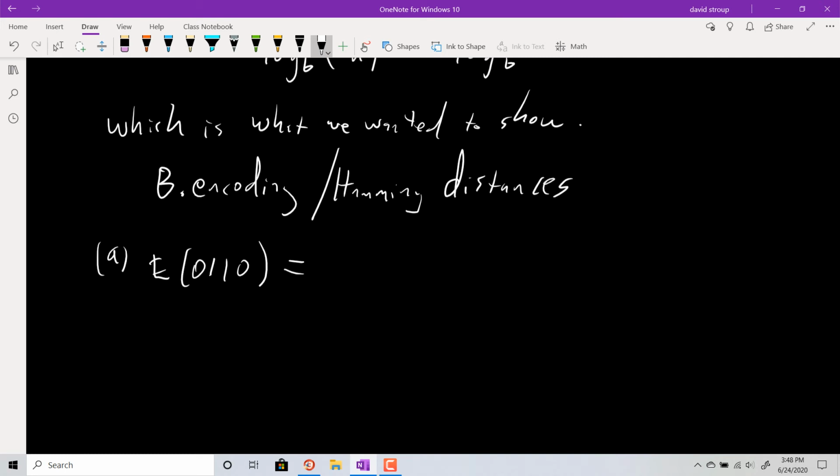Okay, so in order to encode a string, a 4-digit number here, we're going to replace every digit with 3 times itself. So instead of writing 0, I'm going to write 0, 0, 0 for this guy.